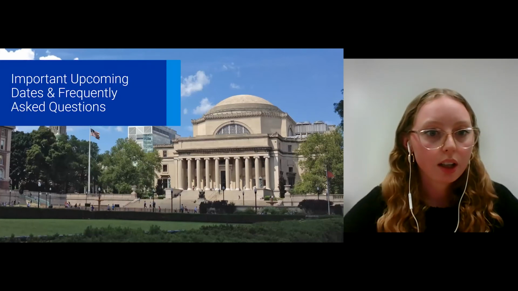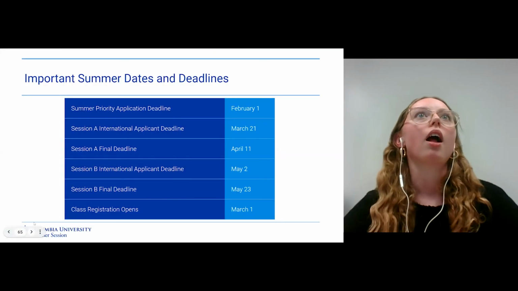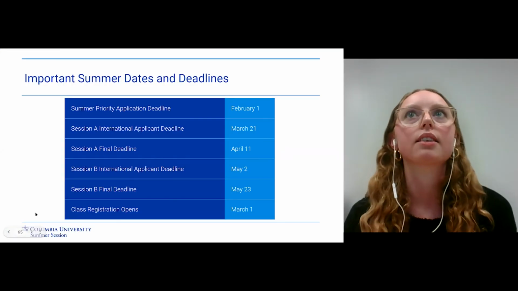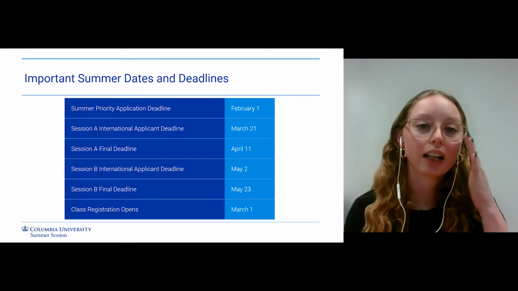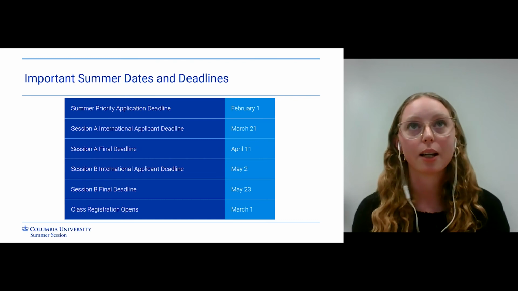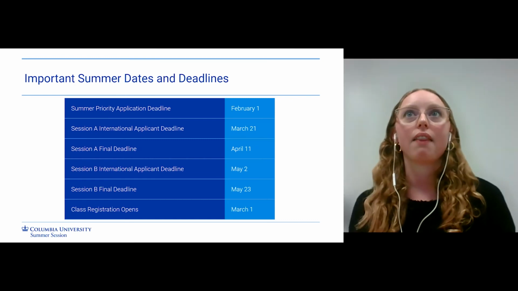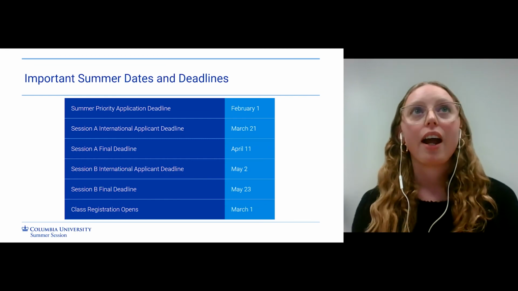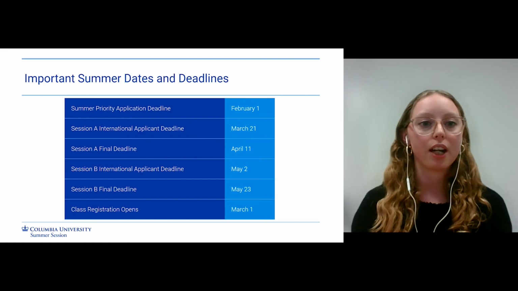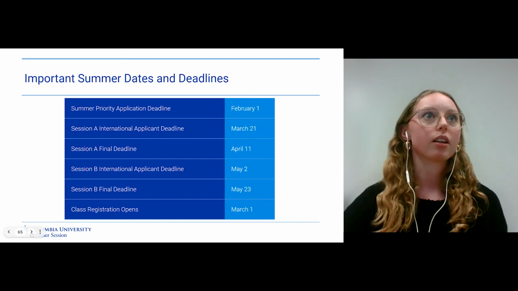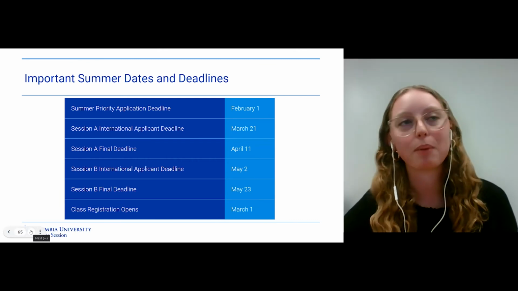Okay, so we do have some important dates coming up. Again, these are all of our deadlines. As you can see, we did pass our Session A international deadline, but there is still time for international applicants to apply for our Session B courses, and that deadline is on May 2nd. Our final deadline for all Session A courses is coming up on April 11th. And all of these deadlines and dates are also included on our website.